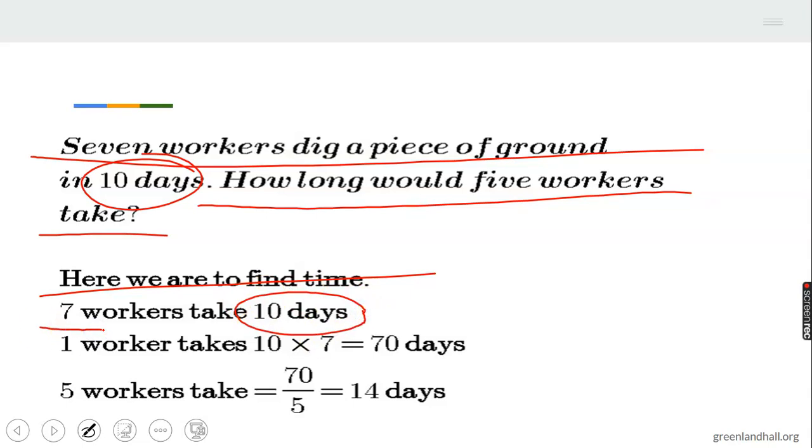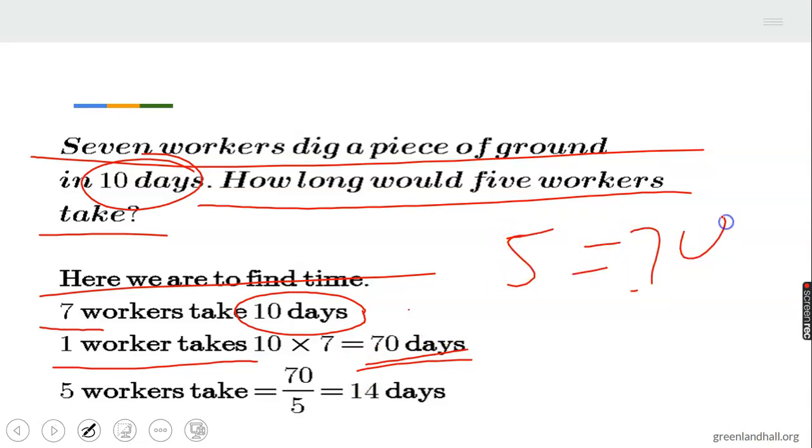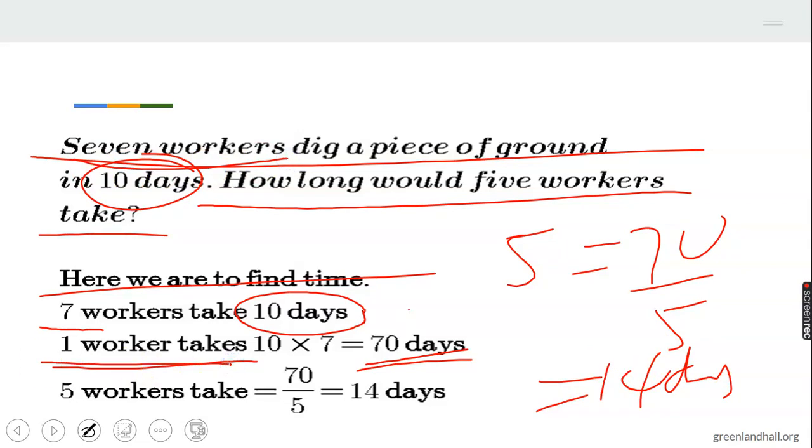7 workers take 10 days. You have to look for the amount of time one worker will take. Now 1 worker will take 10 times 7, which is equal to 70 days. Now for 5 workers it will be 70 divided by 5, which is equal to 14 days. You can see, more workers, less time. When it was 1 worker, it takes 70 days. When it was 5 workers, it was just 14 days. And when 7 workers did it, it was 10 days.